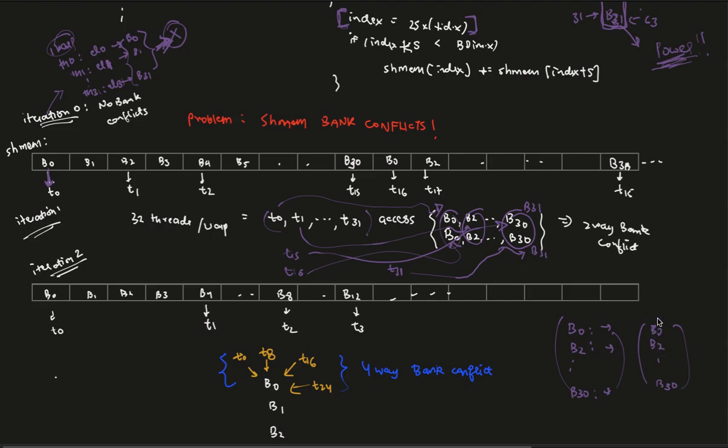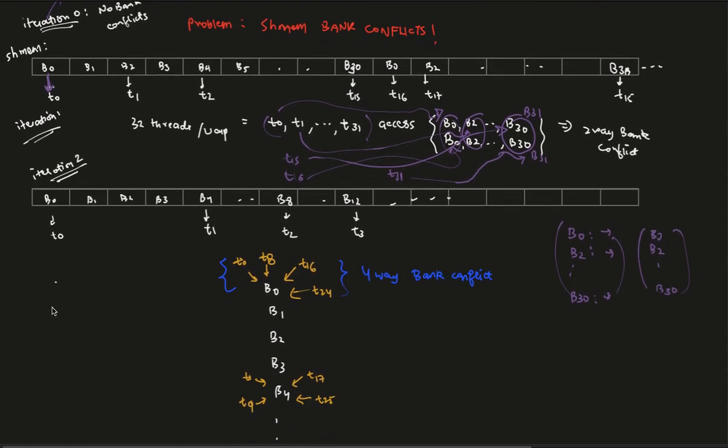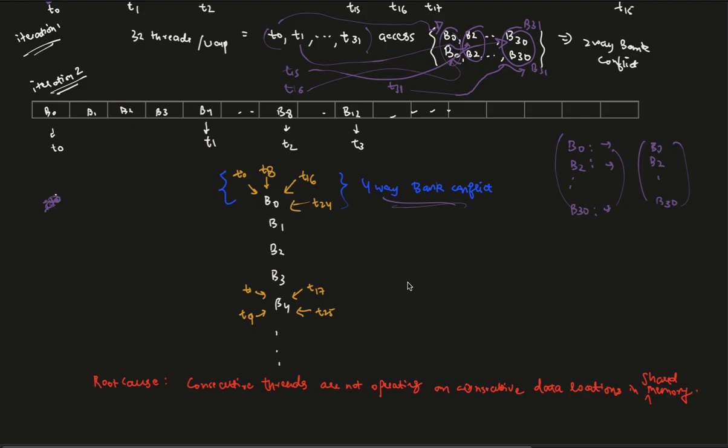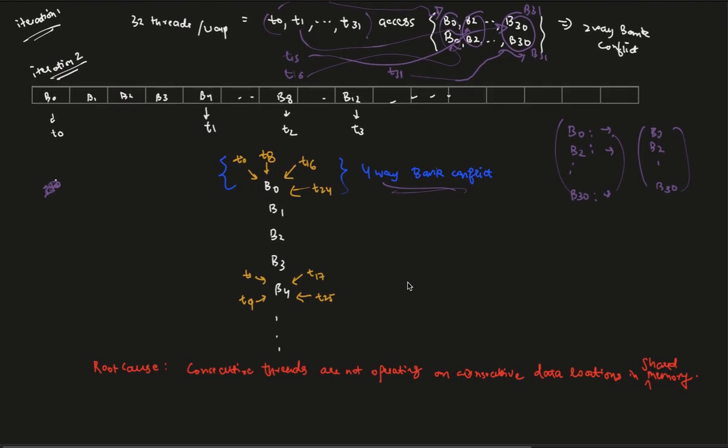So this is a problem because we have a two-way bank conflict, and this problem becomes worse in iteration 2, for example, because we have a four-way bank conflict in iteration 2. The root cause for this bank conflict is that consecutive threads are not operating on consecutive data locations in shared memory. In iteration 2, for example, thread 0 is operating on data location 0, whereas thread 1 is operating on data location 4, which has a stride, a difference of 4, right? So this is a problem.